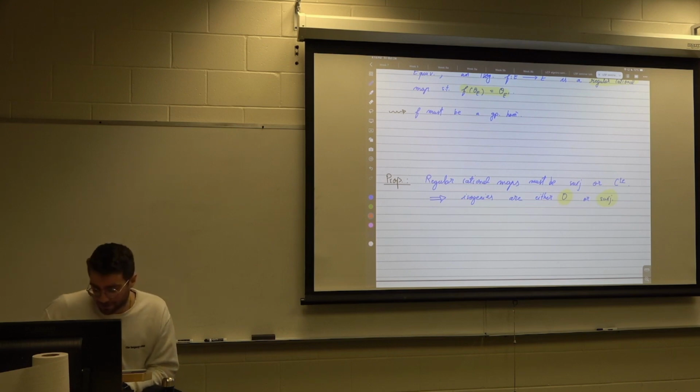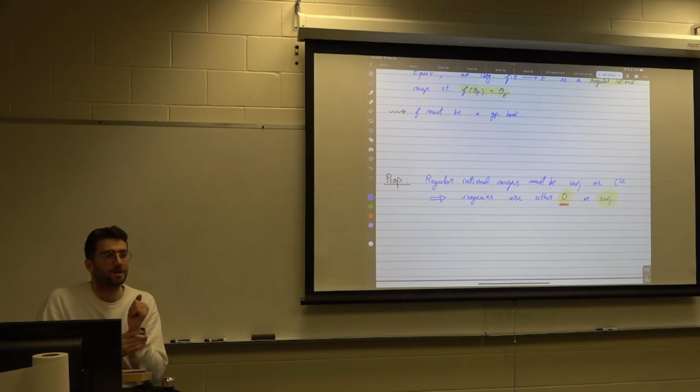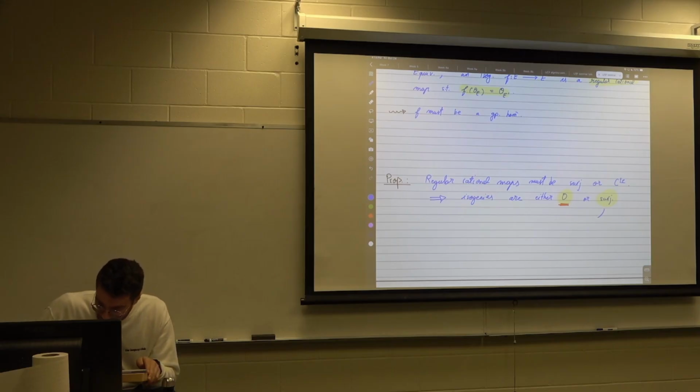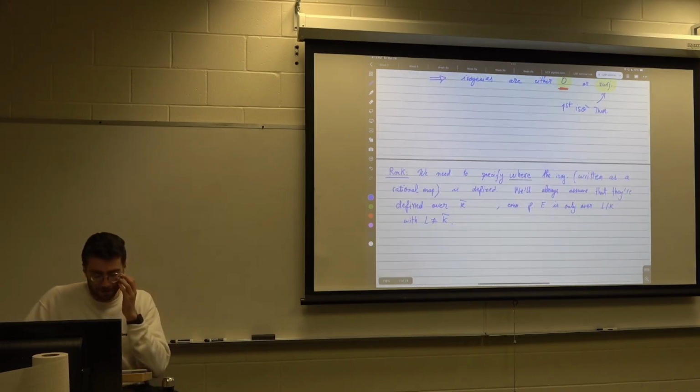Or they're 0. Some people exclude this case. They say that that's not an isogeny if it's 0. But I'm going to include that as an isogeny because that's going to be convenient when I define the endomorphism ring in a minute. So this is useful for the first isomorphism theorem. Okay. So here's a remark.